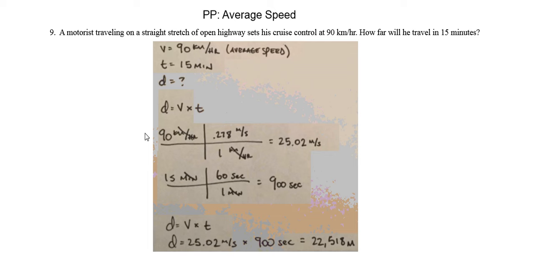Two conversions first. 90 kilometers per hour needs to go into meters per second, and 15 minutes needs to go into seconds. So we're left with d equals v times t. D equals 25.02 meters per second times 900 seconds, which is equal to 22,518 meters.